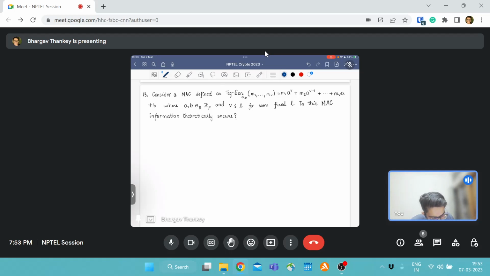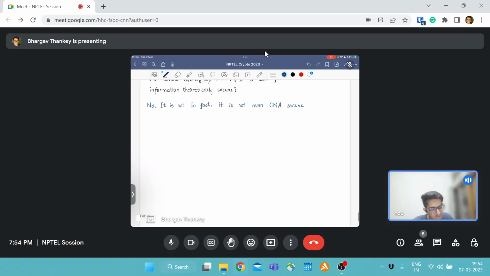Here's why. What I'll show is that it is not even CMS secure. CMS security refers to computational security. Information theoretic security refers to security against unbounded adversaries. So if something is not CMS secure, it cannot be information theoretically secure, because if something is not secure against computationally bounded adversaries, then it is obviously not secure against computationally unbounded adversaries. So what we'll do is construct a computationally bounded adversary which can output a forgery.